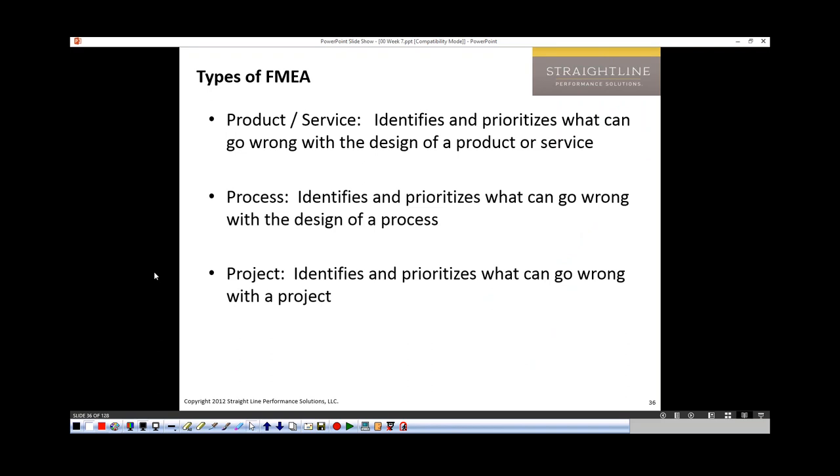I'll tell you what. And yes, there's different types. There's product and service, there's process, and there's project. We're going to be focusing on the one for project, but they all work exactly the same.